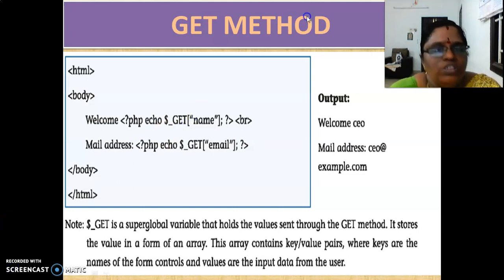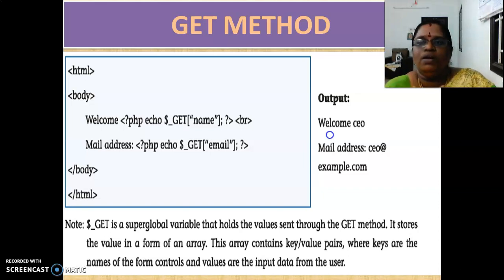Any doubt till now, children? The next thing we are going to see is the post method. So the get method, you are clear? The get method is very unsecure. For small information we can send it. And the post method is a secure method. We'll see how it works in the next video.